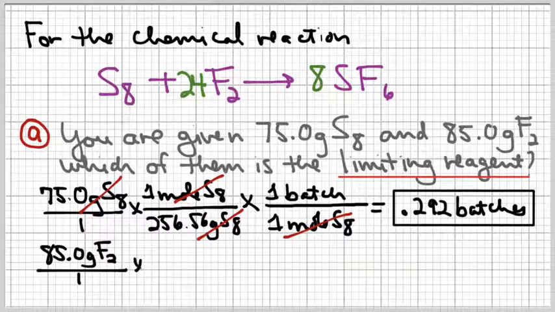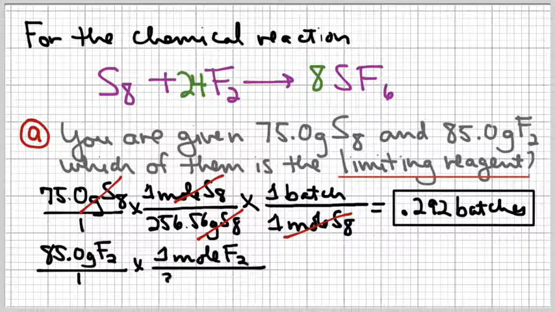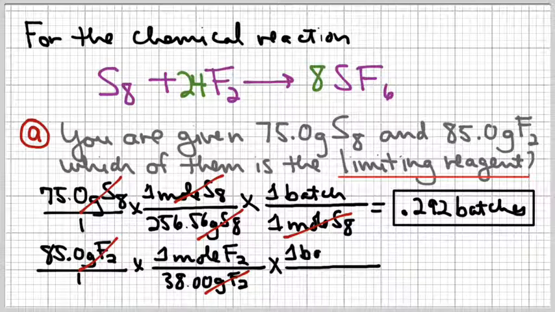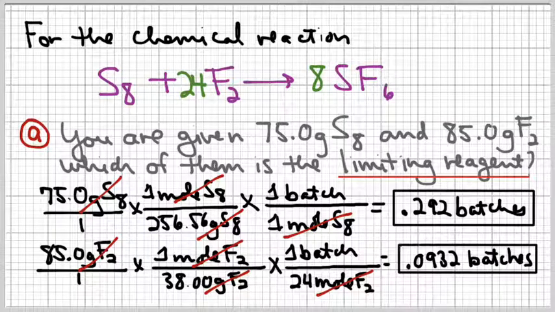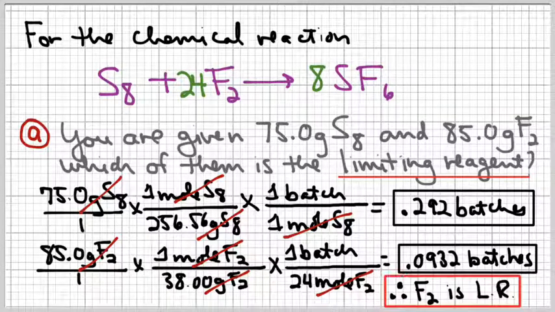Again, we've got to get it to moles first, so we're going to divide by its molar mass, and fluorine is diatomic, so keep that in mind. Again, the whole equation represents a batch, and you can see a batch requires 24 moles of fluorine. So we take that into consideration. We do our calculation, and we get many fewer batches, only 0.0932, which obviously makes the fluorine our limiting reagent. As soon as the fluorine runs out, this reaction will come to an end.